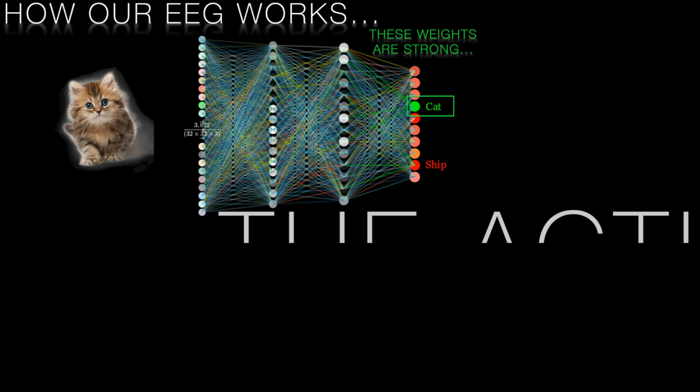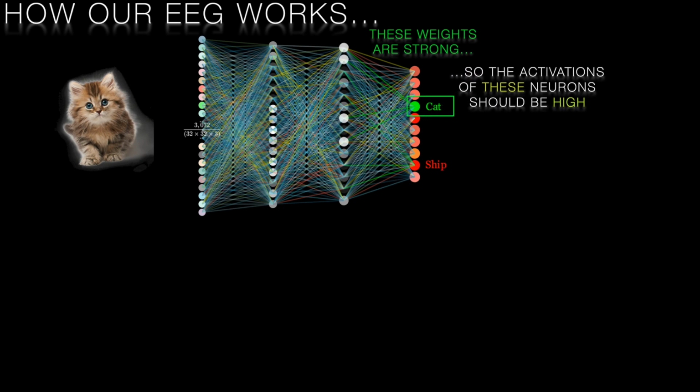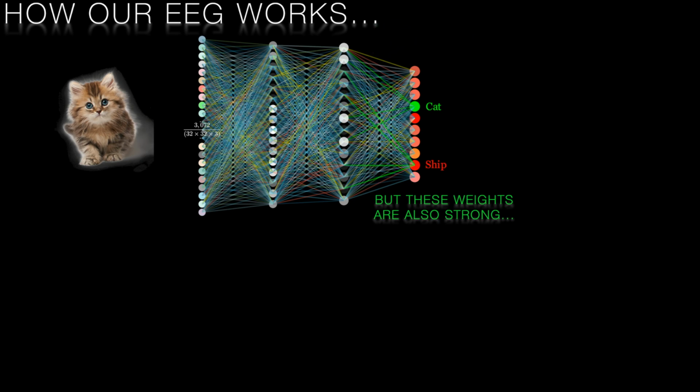The neuron that looks for cats is the 4th neuron in our output layer. The neuron that looks for ships is the 9th output neuron. These weights connecting our final hidden layer to our outputs are strong. To get a high activation in the 4th neuron in our output layer, which indicates a cat, we need the output of these neurons to be high. But that is not enough. We also have high values in these weights that are connected to our ship neuron in the output layer.